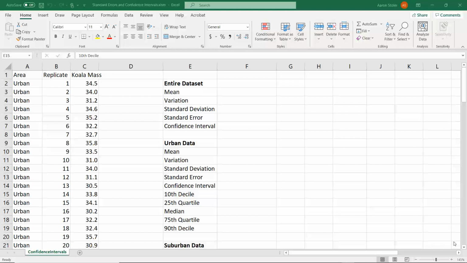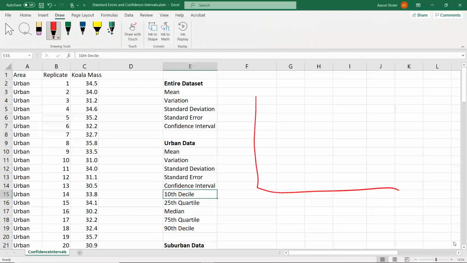Now, in this data set, this is the first time where we are going to subset a normal distribution. What do I mean by that? Well, in this example, I was looking at koala masses across urban and suburban populations, and thinking that maybe koalas were heavier in urban populations rather than suburban populations because maybe they ate more junk food.